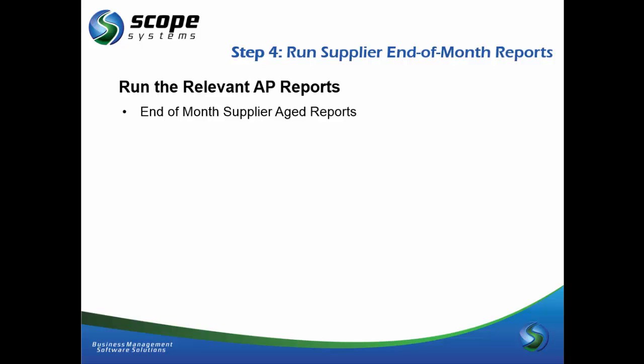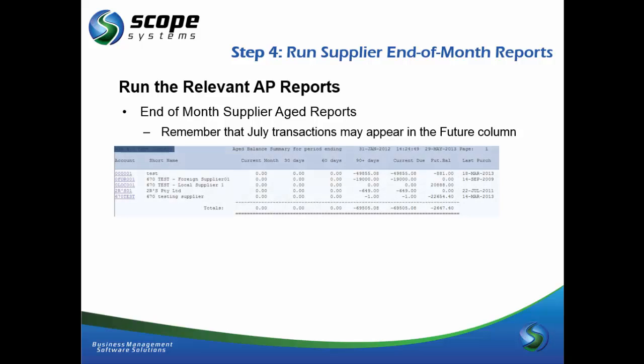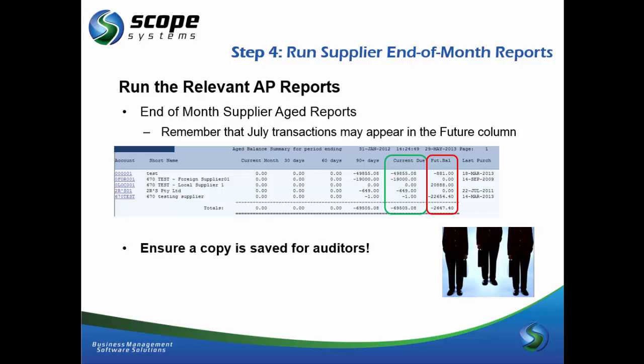Step 4, running supplier end of month reports. Running the relevant AP reports would be end of month supplier age reports. Please remember that July transactions may appear in the future column, and this is normal. So in terms of your reconciliation process, you need to compare your current due balances and future balances. Please ensure a copy is saved for the auditors.